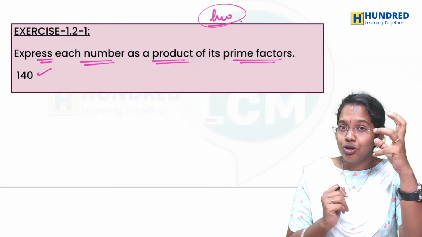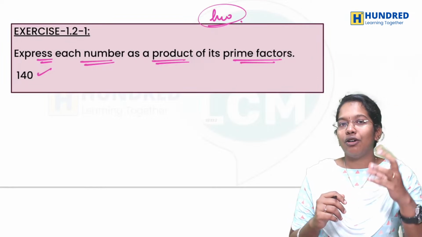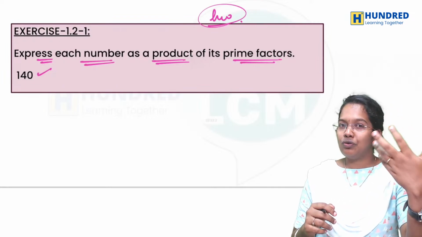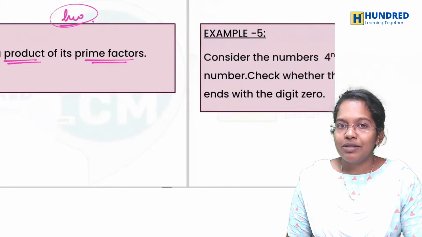And the left hand side should always be the prime numbers, and you have to go with the ascending order of the prime numbers. So you have to go with 2, 5, 7 like that. 1, 2, 3, 5, 7. Okay. So now let's move on to the next sum.